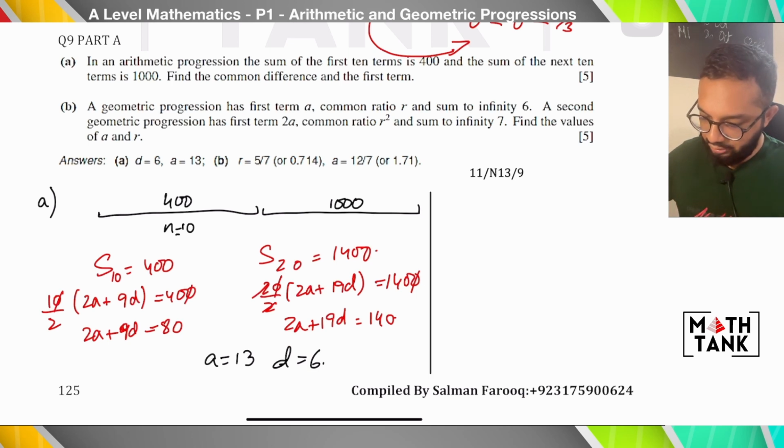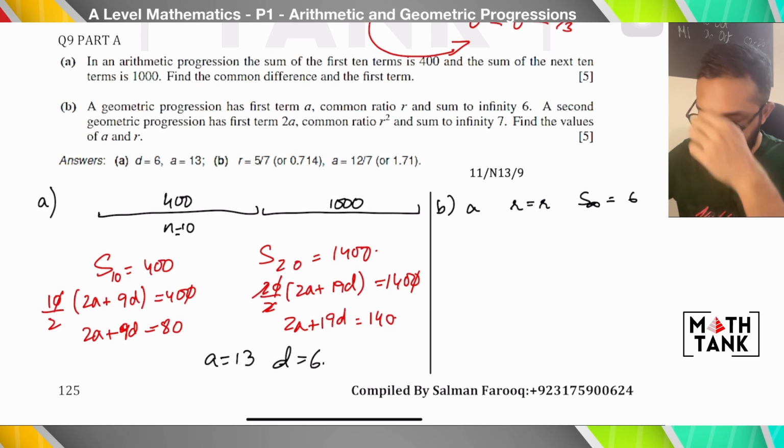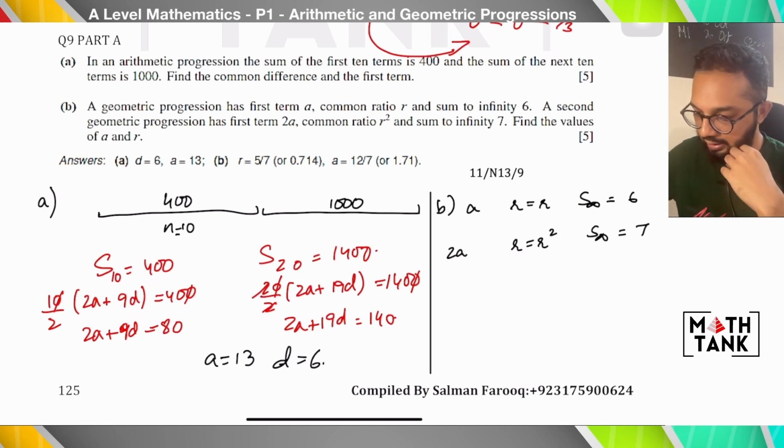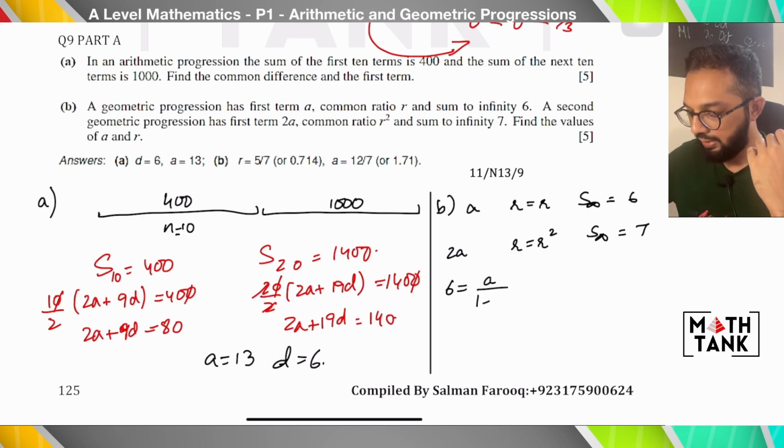Then it says a geometric progression has a first term a and the common ratio r, and the sum to infinity is 6. A second geometric progression has a first term 2a, common ratio r square, and sum to infinity is 7. Can I construct two equations? Yes, 6 is a over 1 minus r and 7 is 2a over 1 minus r squared.